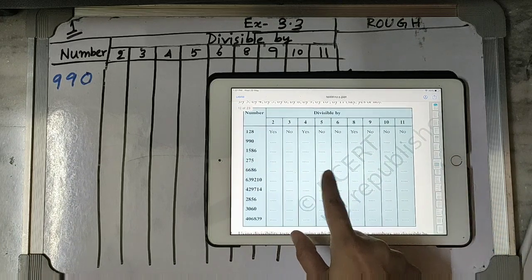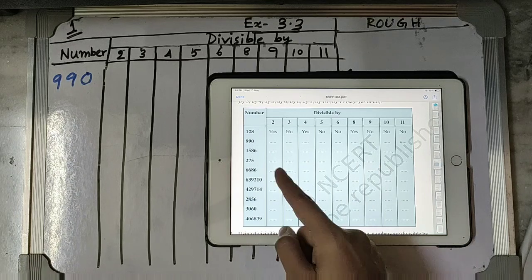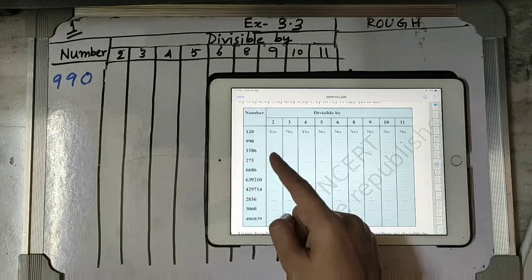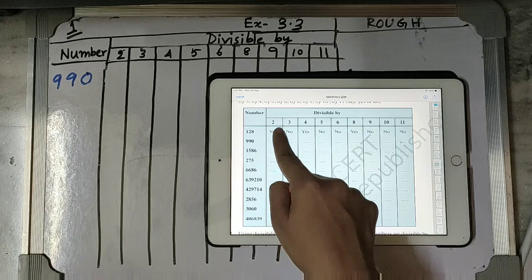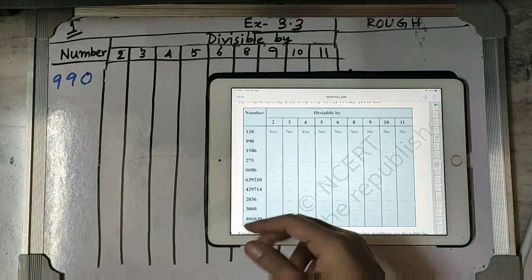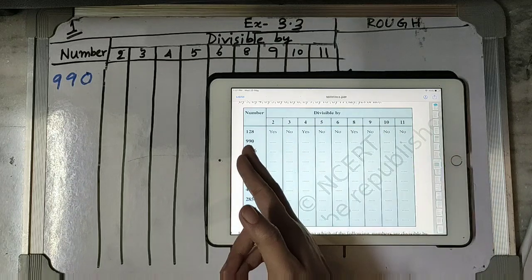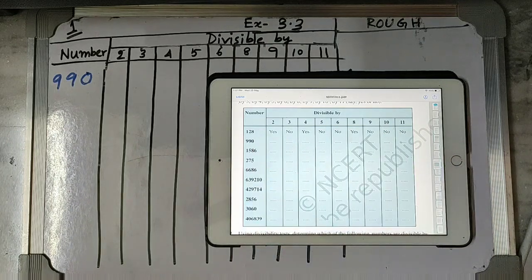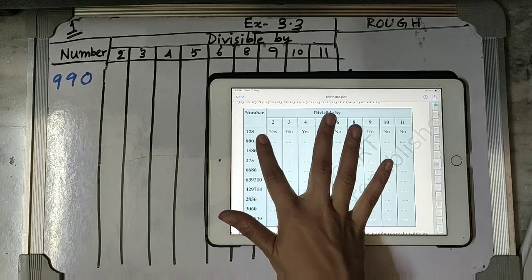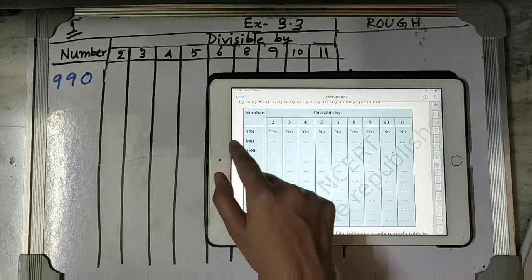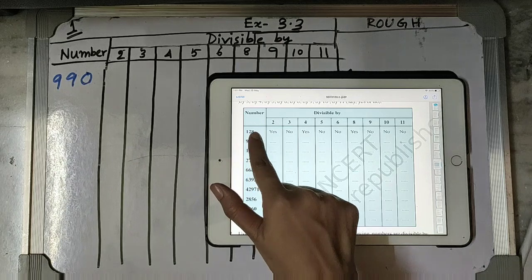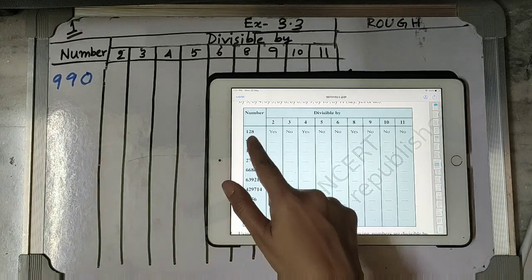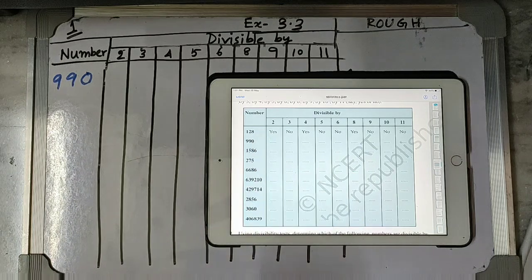So you have seen that there is a chart given, and here in this case for 128 they have written yes or no with respect to the numbers, whether the numbers divide 128 or not. Okay, so let's start. Only by watching the number properly we will be able to find some divisibilities. So how to check 128? We can easily say 128 is an even number, so it will be divisible by 2. So yes, it is written here.